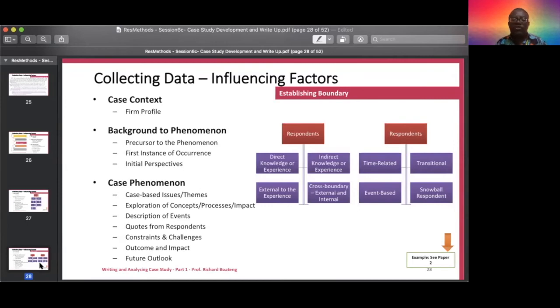The first one has to deal with direct knowledge or experience. So you are looking for an MD that has direct knowledge about the issue.